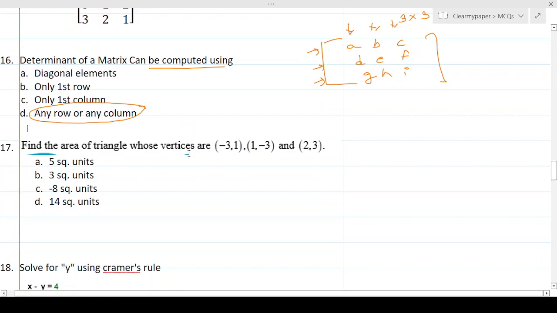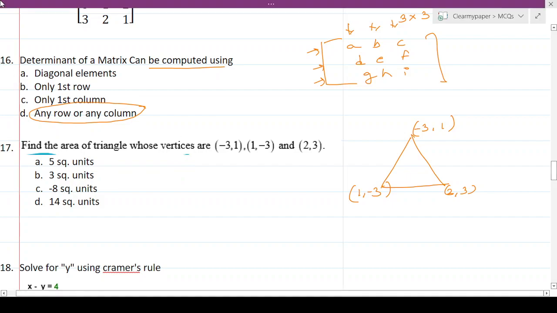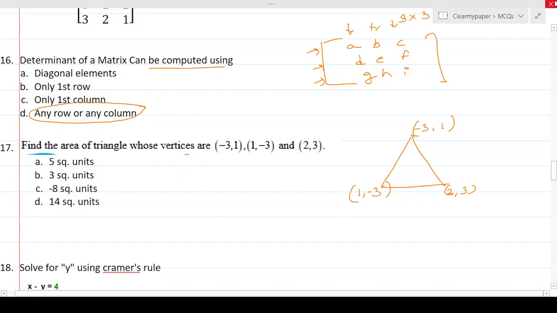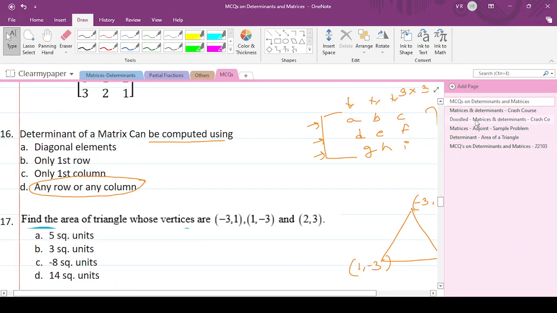Okay, again, this is one of the examination questions, I think. Find the area of the triangle whose vertices are these. So we have got 3 vertices given for the triangle. Let's say this is (-3, 1), and this (1, -3), and this (2, 3). And we know that the area of the triangle can be found by using the determinant formula. Let's try to apply that. So what is the answer on this one? Let's try to apply the area of the triangle.